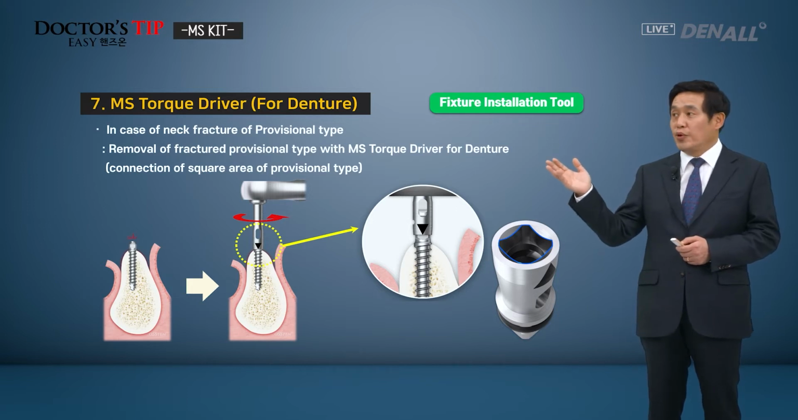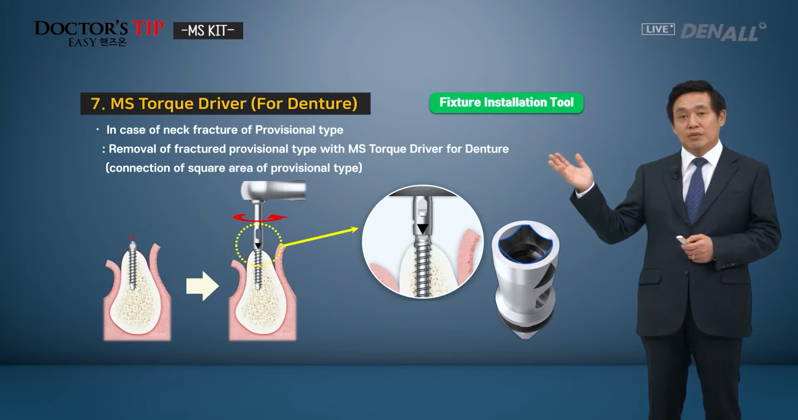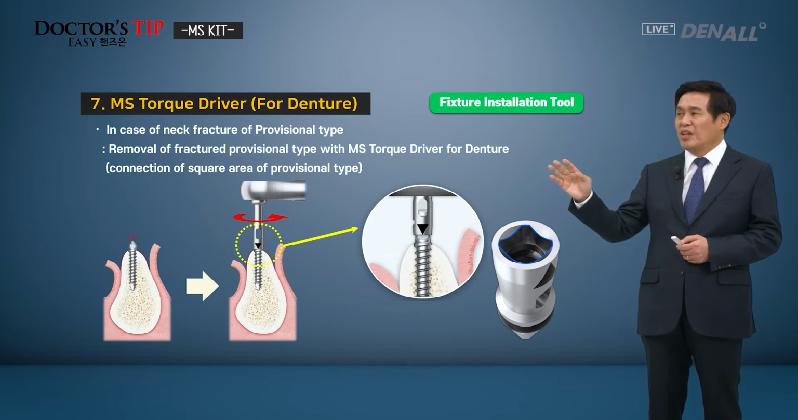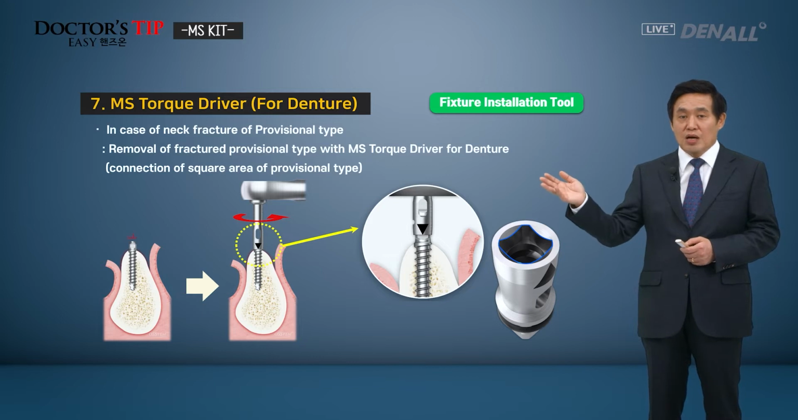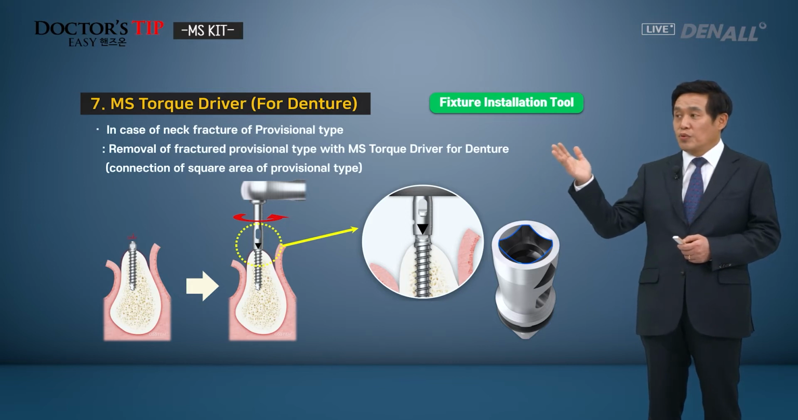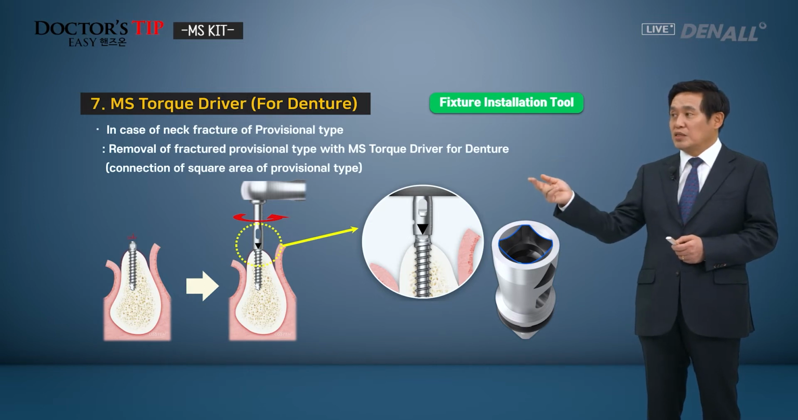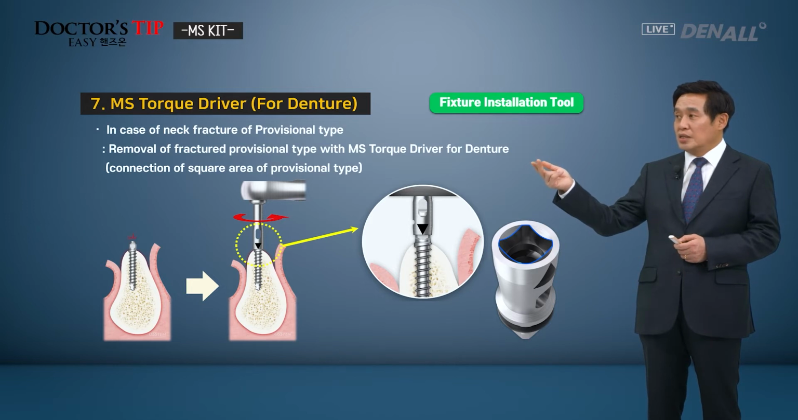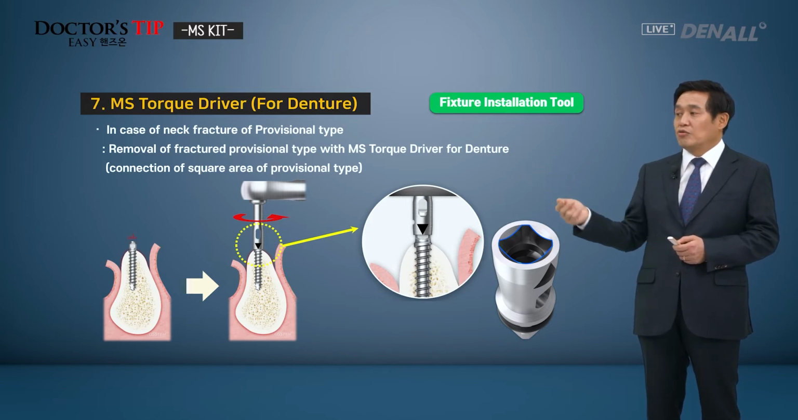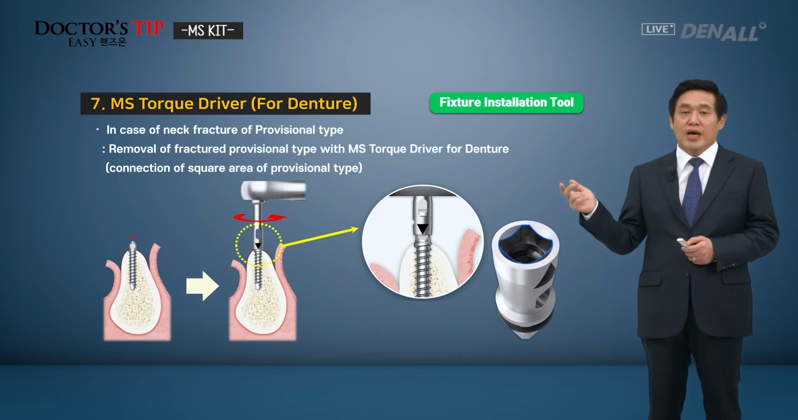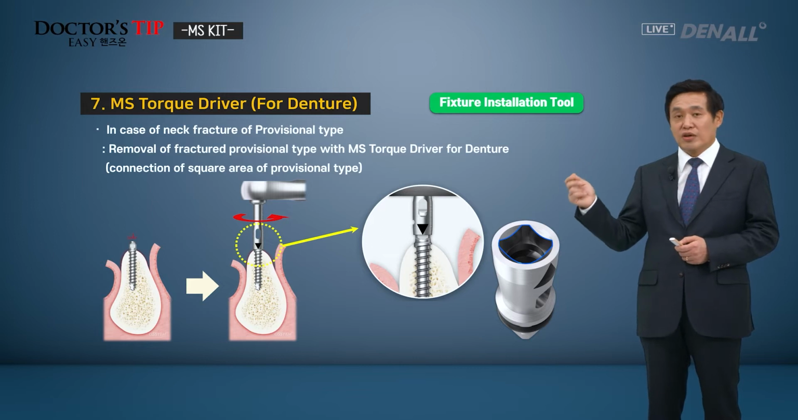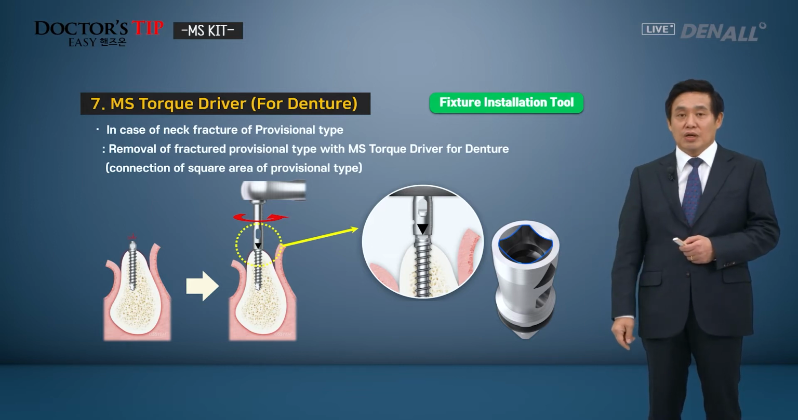And I will show you in the hands-on also, but for the provisional type MS implant, if you bend too much, or if you want to change the positioning of an already bent one, then the provisional type MS fixture sometimes fractures. And to remove that, it can be challenging. But fortunately, for the provisional implant, not the upper part, but below the neck, in the bending part, it's the same type as the denture. Therefore, if this denture type torque driver is used, the fractured provisional type MS implant can be removed very easily. Again, I'll show you this in the hands-on session.